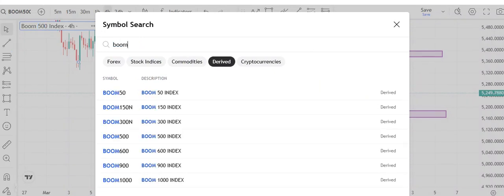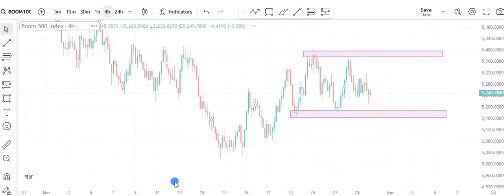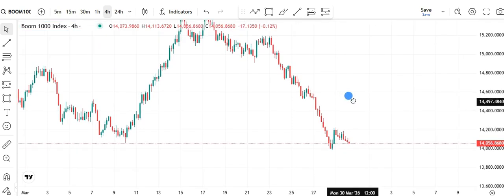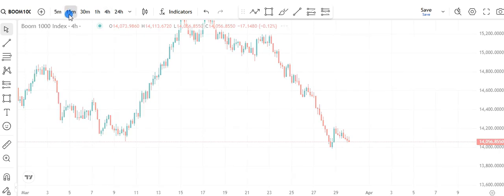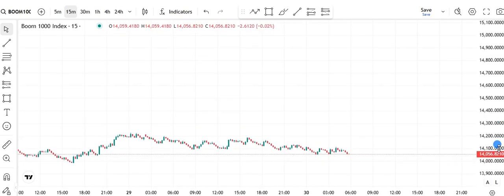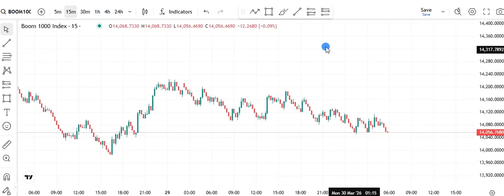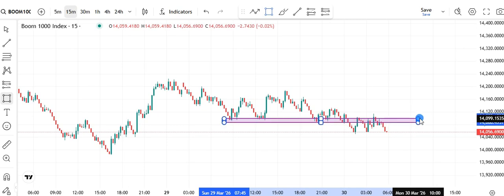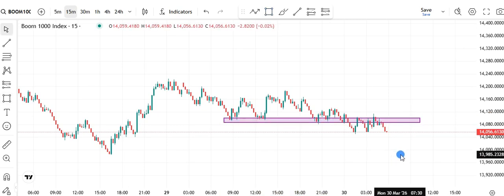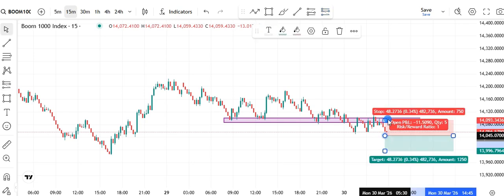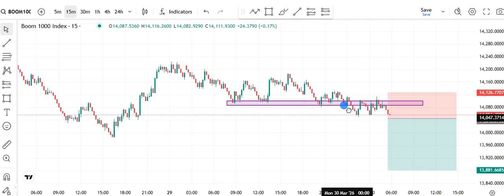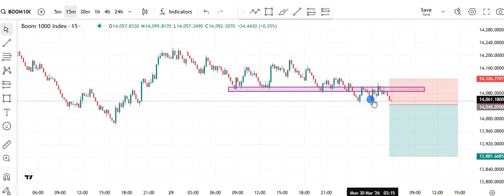All right, so let's go to the next one, which is still boom, the boom 1000. Wow, looking very, very bearish. So let's go to the 15-minute chart. On the 15-minute chart, breaking below this. All right. Okay, so here's my setup on boom 1000.